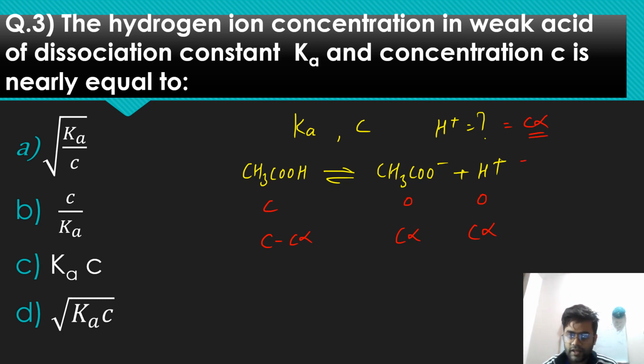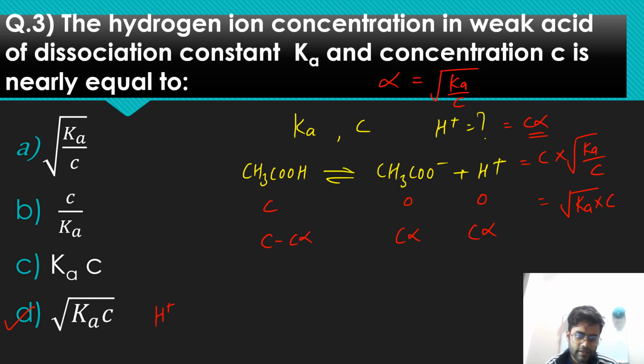So we are converting it into another form. We know that for Ostwald dilution law, the degree of dissociation alpha for a weak electrolyte equals under root Ka by C. For acid we can write Ka. So alpha here is root of Ka divided by C. Then we can write this equation like this, root of Ka into C. Yes, so the right answer is D. So H plus here is root under Ka into C.